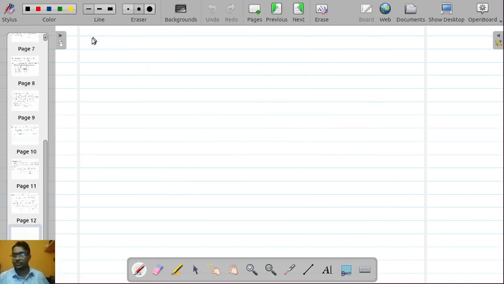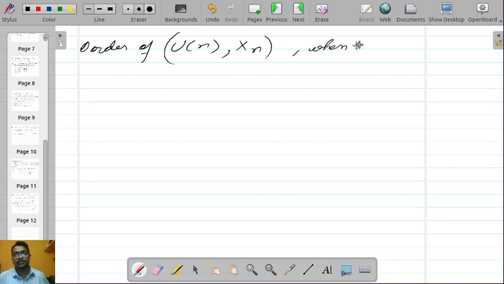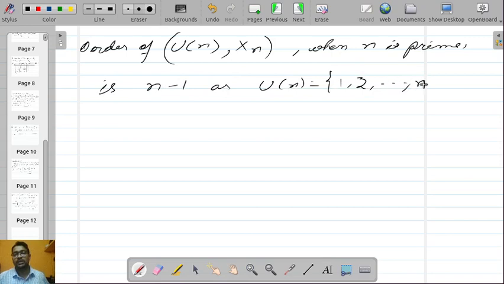Next, what is the order of Un with respect to multiplication modulo n, where n is prime? If n is prime, the number of elements in Un is n minus 1, because Un is then {1, 2, up to n minus 1}. Every number from 1 up to n minus 1 is relatively prime to n, if n is a prime number.